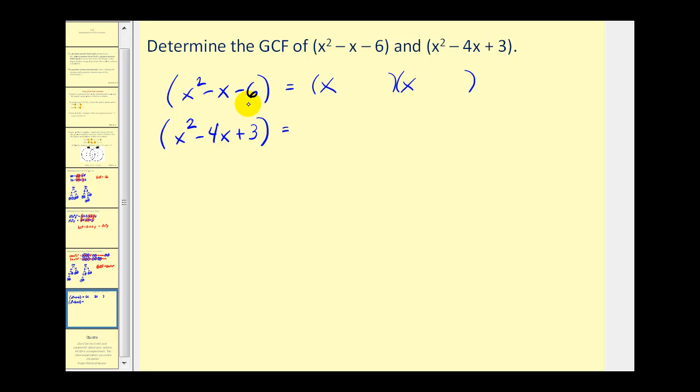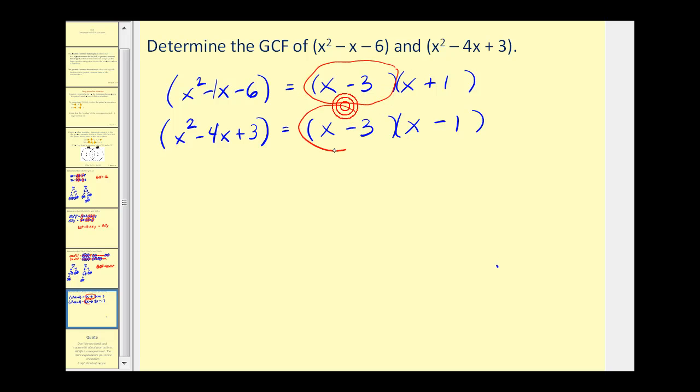We want to determine the factors of -6 that add to -1. That would be a -3 and a +1. Now we want to find the factors of +3 that add to -4. That would be a -3 and a -1. This trinomial has 2 factors. This trinomial has 2 factors. The only factor they have in common is the factor of x minus 3. So the GCF of these 2 trinomials is the factor of x minus 3.